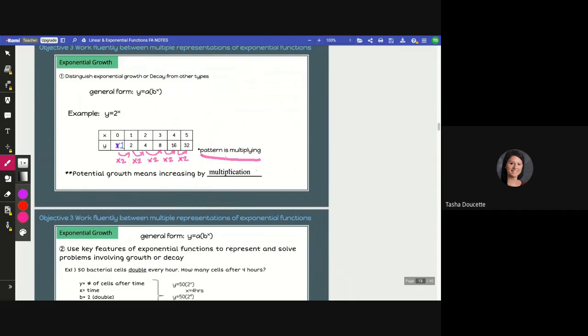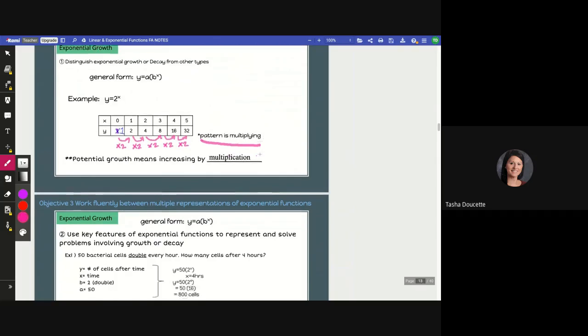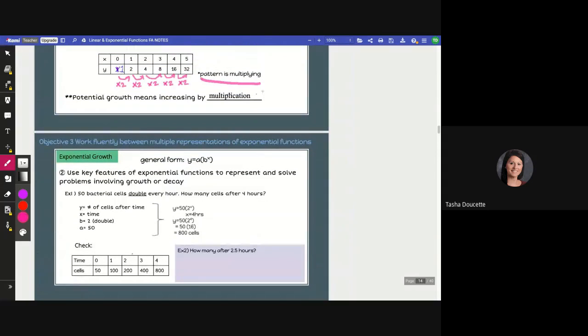And it goes 2, 4, 8, 16, and 32. This pattern is being multiplied. And when you're trying to figure out what the pattern is, please try to do at least 3 or 4 times to make sure that it is going by the same rate every single time. So this one does go by 2 every time. So this potential growth means that it's increasing by multiplication, or increasing by 2.